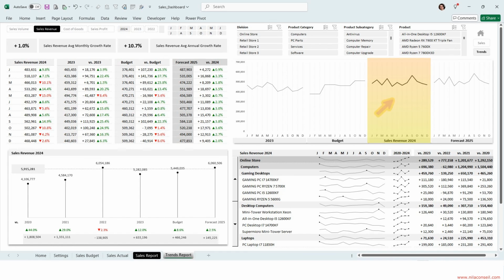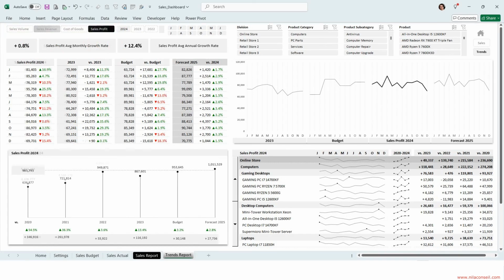This chart shows 2024 month-over-month sales, compared to past year, and compared to budget. It also shows monthly sales forecasts for 2025. You can track trend of sales volume, revenue, cost of goods, and profit.